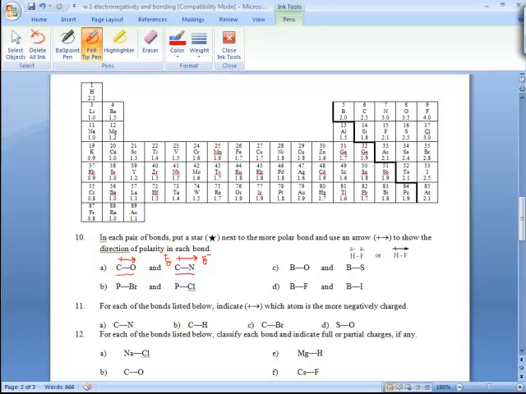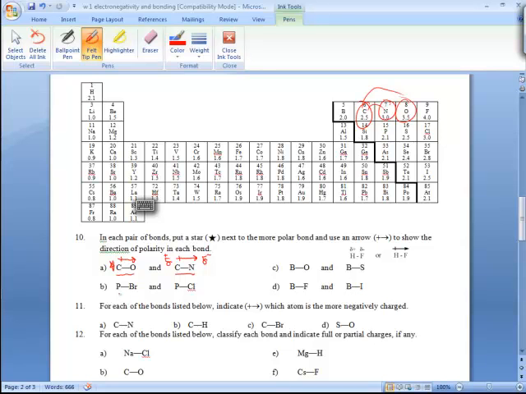Now, which one is more polar? Well, if we're looking at carbon combined with nitrogen or oxygen, which one has the greater distance from each other? Carbon is further from oxygen than it is from nitrogen, so the greater electronegativity difference will be between carbon and oxygen.